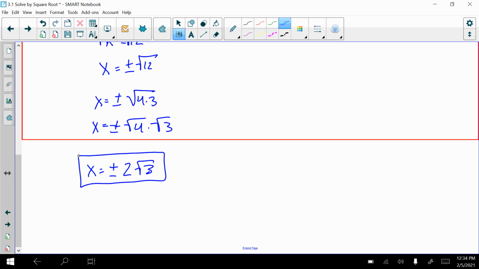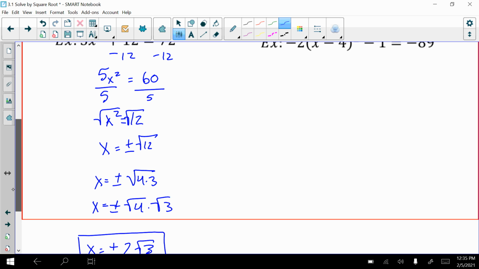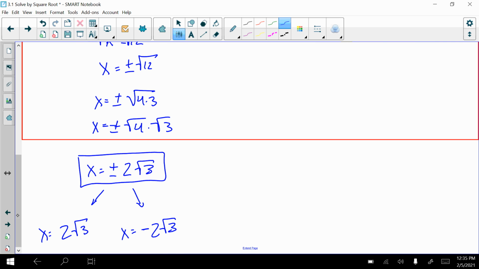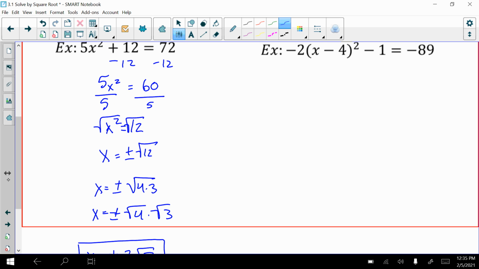X equals plus or minus 2 times the square root of 3. And again, what that means is that x could be positive 2 root 3, or x could be negative 2 root 3. That's all the plus or minus tells you. It's just giving you 2 numbers. It's either the positive option or the negative option. So burn it into your brains right now. When you take a square root while solving an equation, you have to add the plus minus.